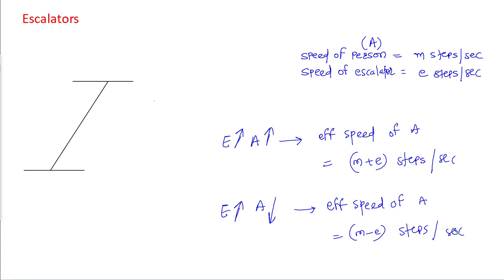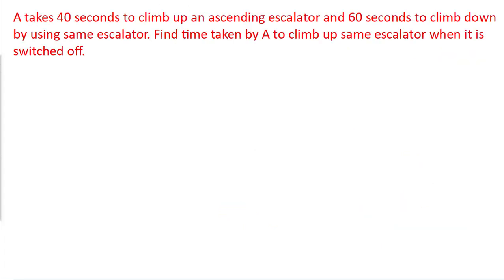Now what we'll do is solve a few questions. Let's have a look at the first question where we will be using these concepts. A takes 40 seconds to climb up an ascending escalator and 60 seconds to climb down using the same escalator. Find the time taken by A to climb up the same escalator when it is switched off.